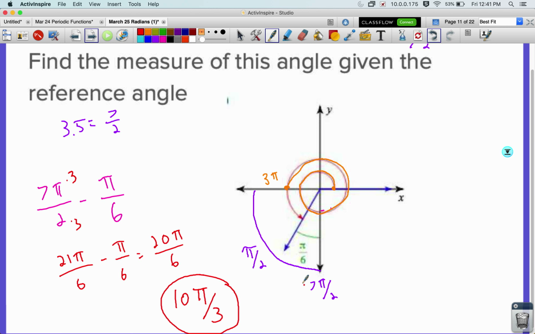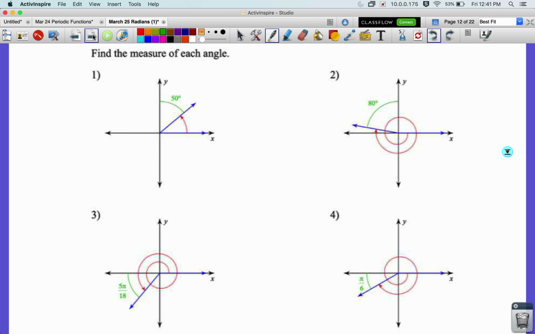And if it helps, I think that was maybe a little confusing, where that 7 pi over 2 comes from. Let's count only quarter rotations as pi over 2, and see if we can get to 7 pi over 2. So again, I started here. 1 pi over 2, 2 pi over 2, 3 pi over 2, 4 pi over 2, 5 pi over 2, 6 pi over 2, 7 pi over 2. So it checks out. Then we had to back it up that much. We get 10 pi over 3.